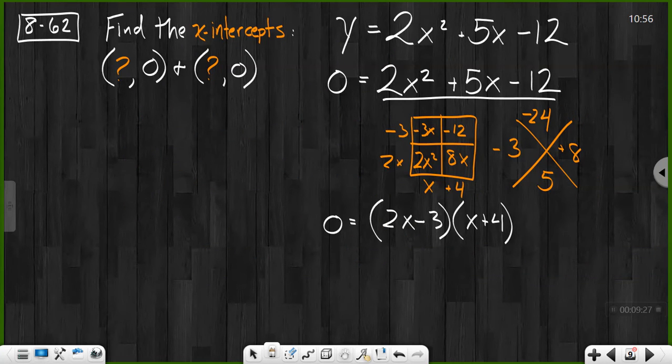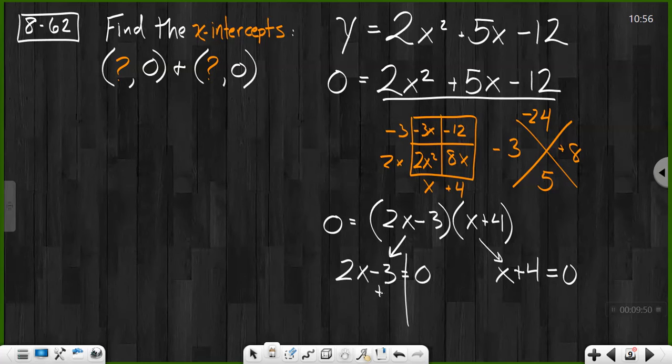Well, let's take a look at that. This represents A, and this represents B in this situation. That means that either 2x minus 3 must equal 0 to make this equation true, or x plus 4 must equal 0 to make this equation true. Well, those are simple equations that I can solve. I can add 3 to both sides, giving me 2x equals 3, and I can divide by 2.